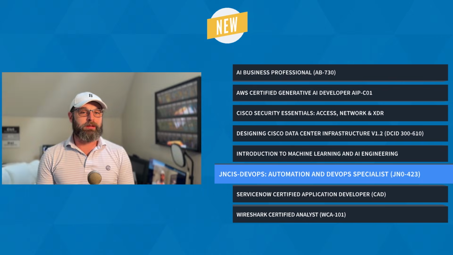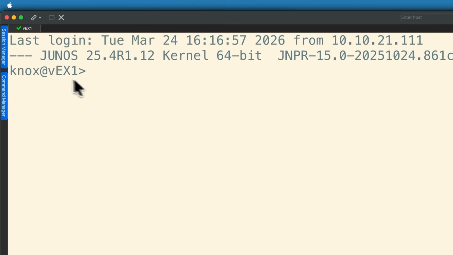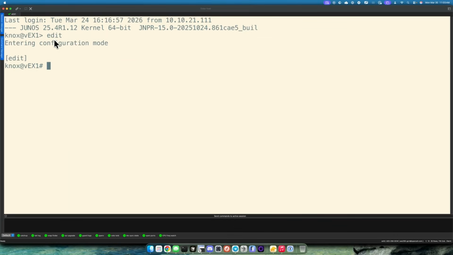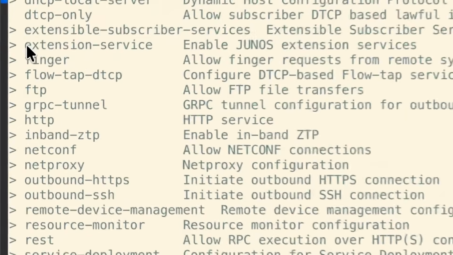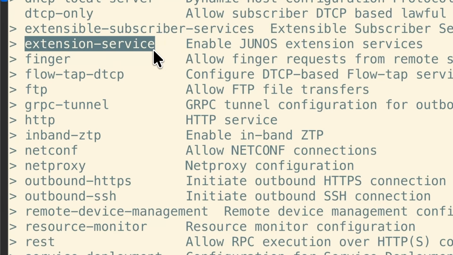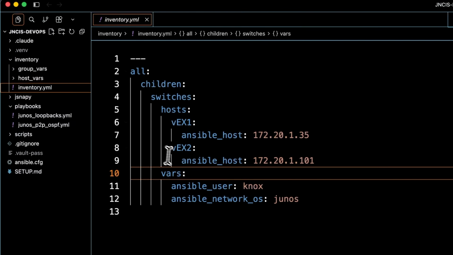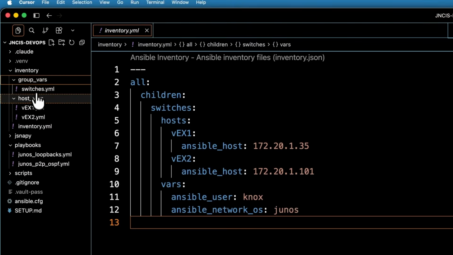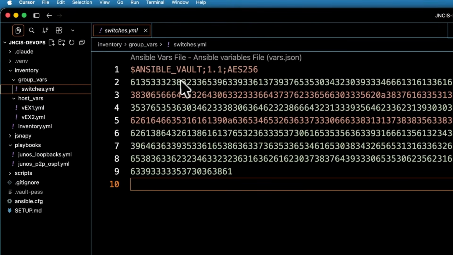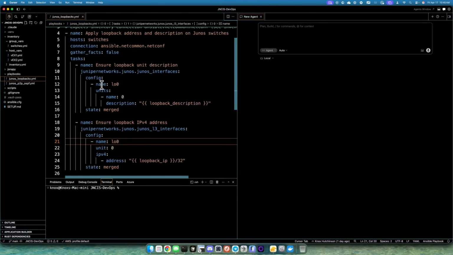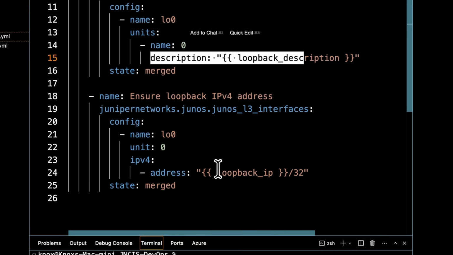Next, Knox Hutchinson is back with JNCIS DevOps, Automation and DevOps Specialist Training. If you're a network engineer who's still configuring things by hand, this is how you level up. You'll build hands-on experience with Ansible, Python, Nornir, and PyEZ, and learn how to implement telemetry workflows and manage Junos configurations at scale. It's built for people with 3 to 5 years of networking experience, and it maps directly to roles like Senior Network Automation Engineer and NetDevOps Engineer.